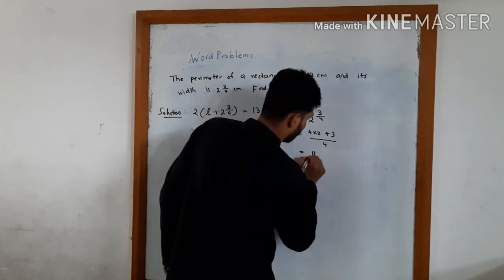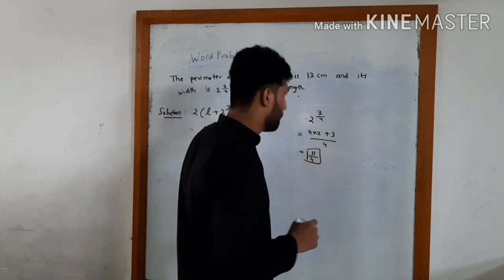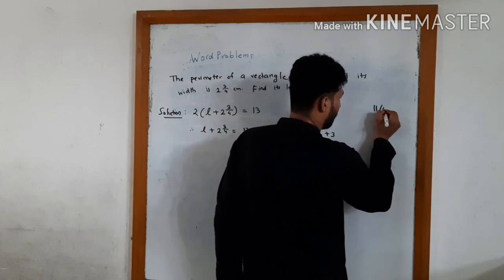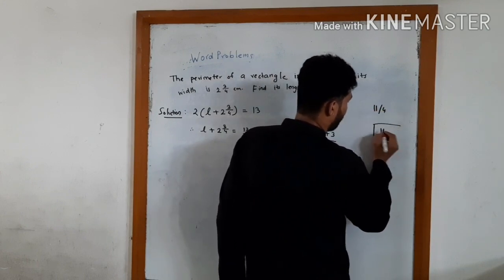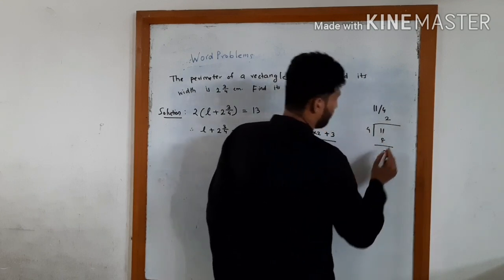So I get 11 by 4. This value and this value are the same. How do you convert it back? 11 upon 4, so we divide 11 by 4. 4 2s are 8. We get 3.